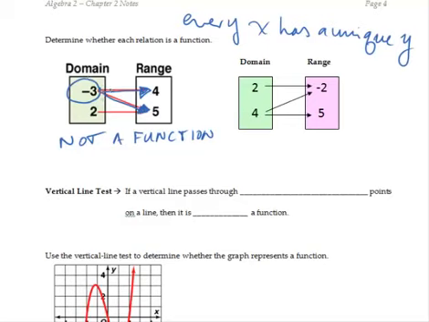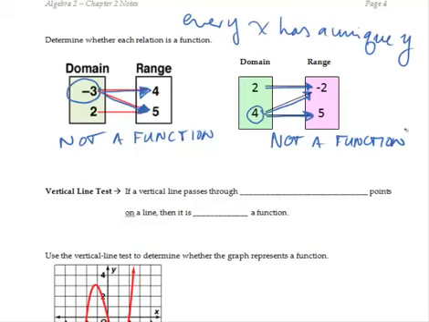We don't even keep checking. As long as that point fails, we know the whole thing is not a function. This one here, 2 just goes to -2, so we're good. He has a unique value. But then 4, look at this, 4 splits. And so because 4 splits, this one is also not a function.